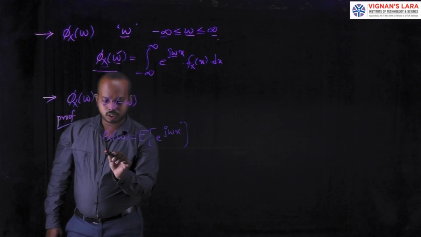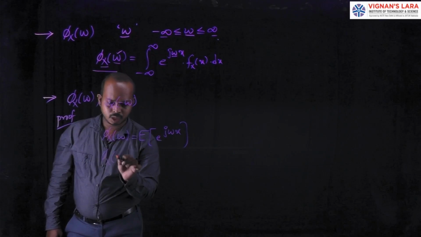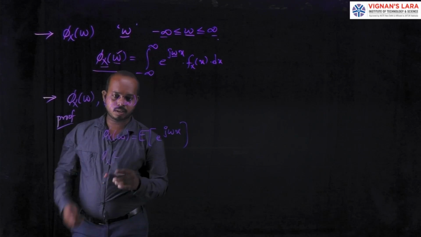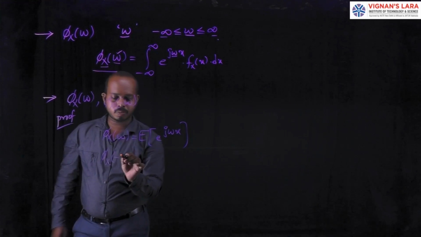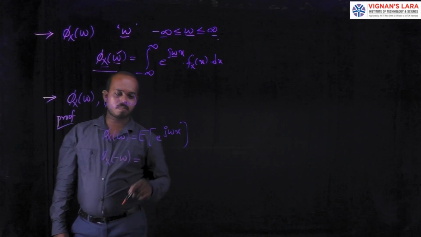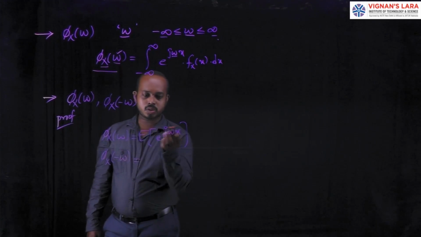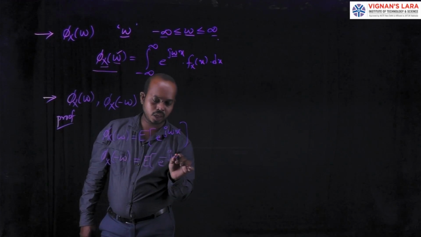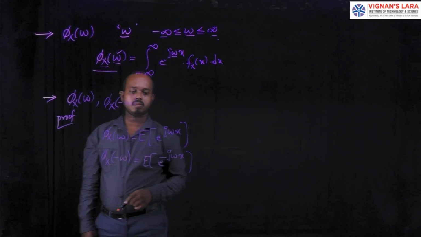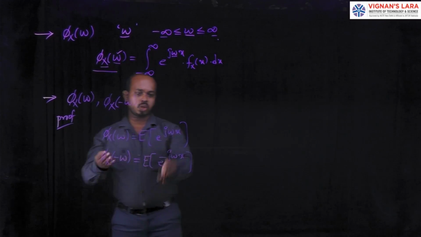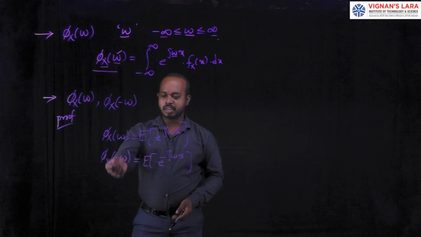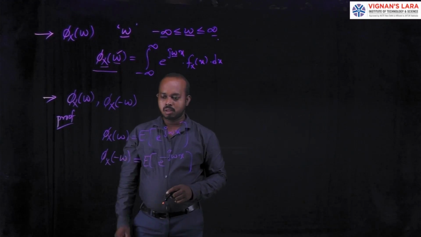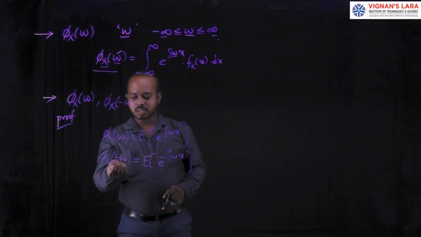For the minus quantity, we write phi x of minus omega. I am replacing omega with minus omega. Substituting in this equation, it changes to the expectation of e power minus j omega x. You can observe these two relations. What is the main difference here? The negative sign is reflected in the power of the exponential. But how do we write phi x of minus omega?